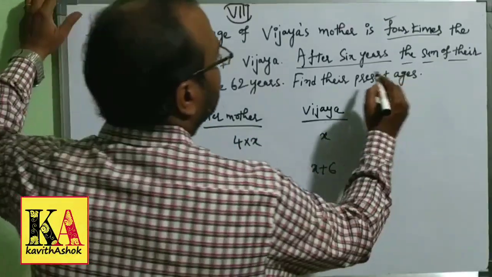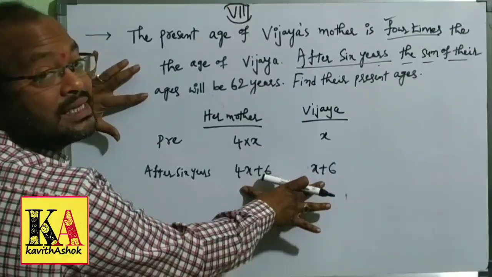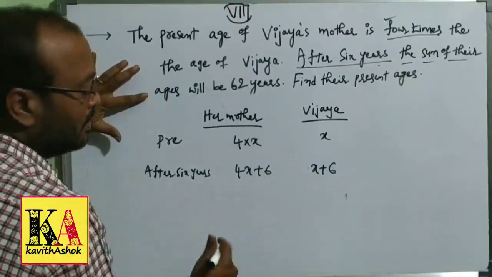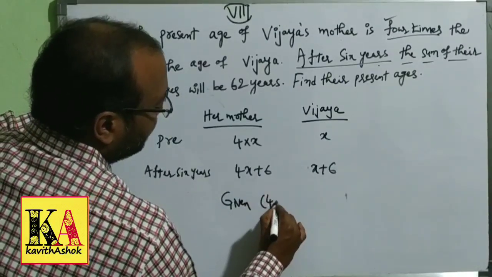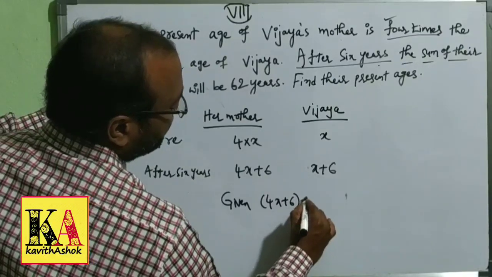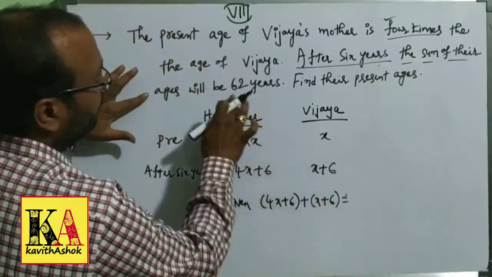What he says here, after 6 years the sum of their ages. So after 6 years these are the ages of Vijaya and her mother. What is given? Her mother's age plus Vijaya's age. If we add these two, we will get 62.